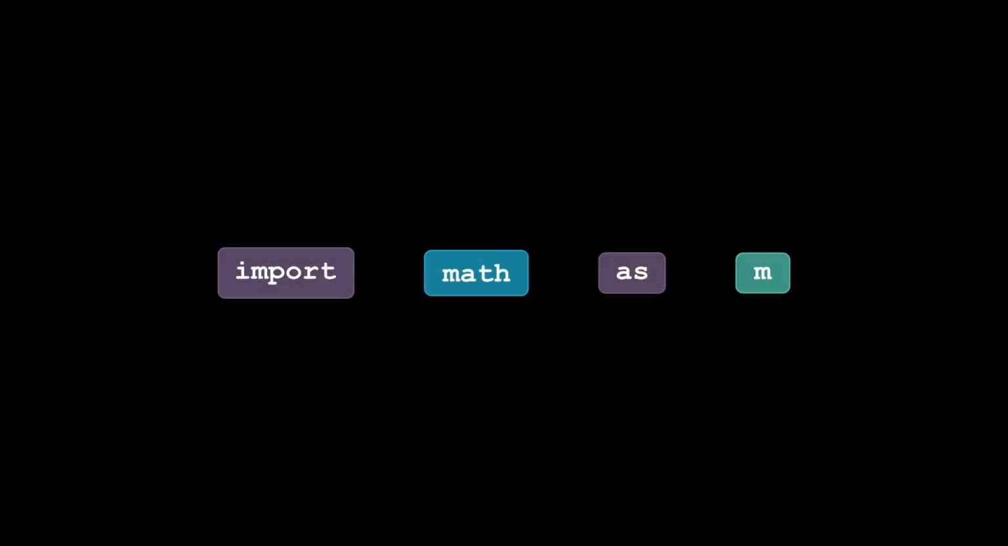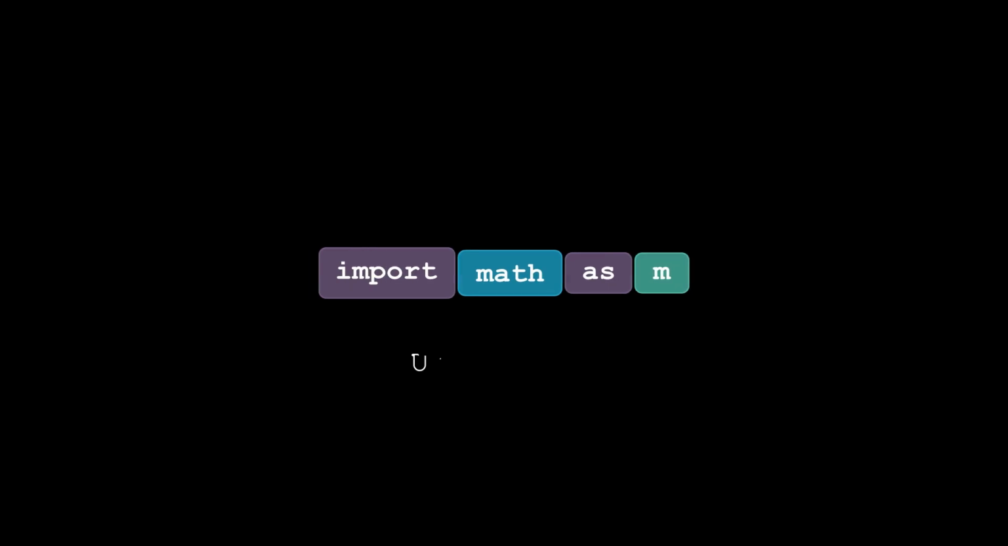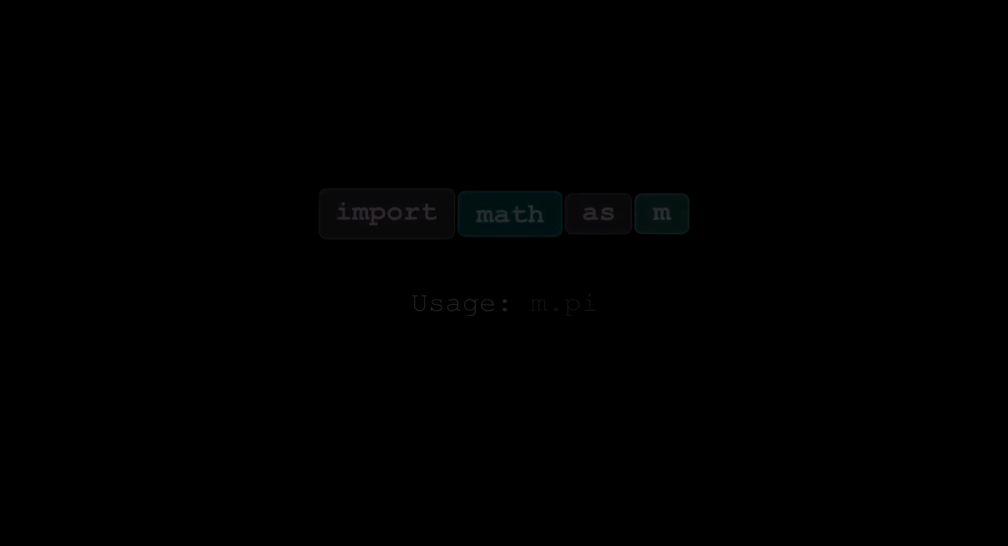We can also import a module using an alias. So let's say you want to import the math module, so you can say import math as m, and you can then use the pi attribute as m.pi.